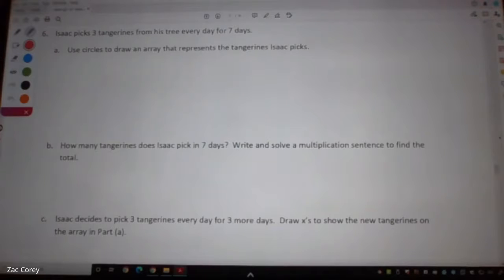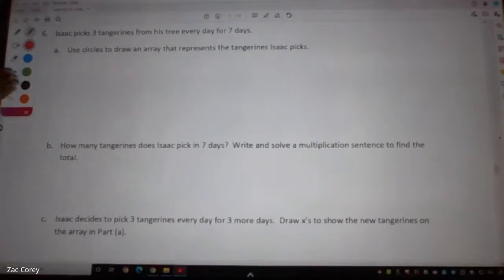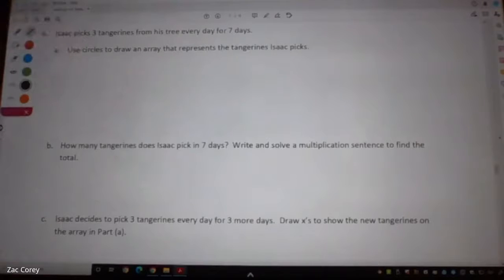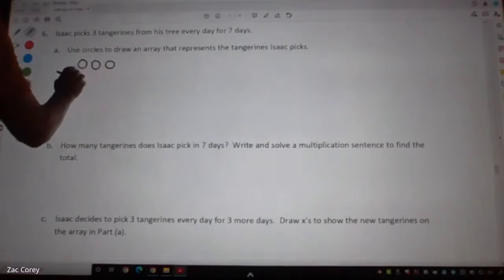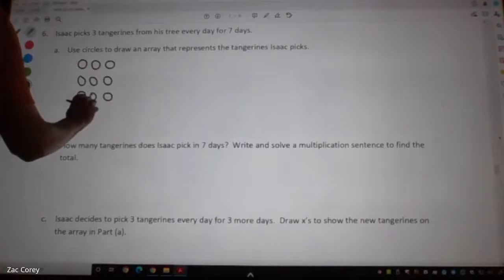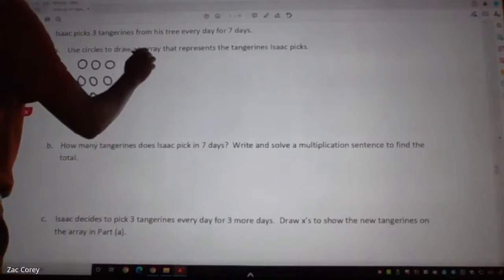All right, so every day he picks 3. So we know in each group should be 3. And he does that for 7 days. So that tells us we're going to have 7 groups. Okay, they told us to do circles. So they want us to do an array. So we know we needed to have 7 groups because there's 7 days. And in each group, we need to have 3. So let's do that. So 1, 2, 3. 1, 2, 3. I wrote mine a little bit too big so you could see it.